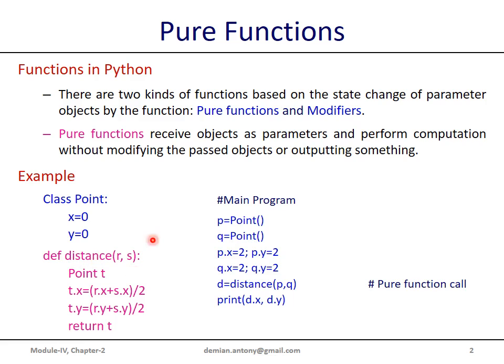This is the main program. We create 2 points P and Q and we initialize the values, and then we make a call to the function distance, and this function is a pure function which doesn't modify P and Q, I mean R and S, because R and S become the alias to P and Q, and this function returns a new point which is a midpoint of P and Q.